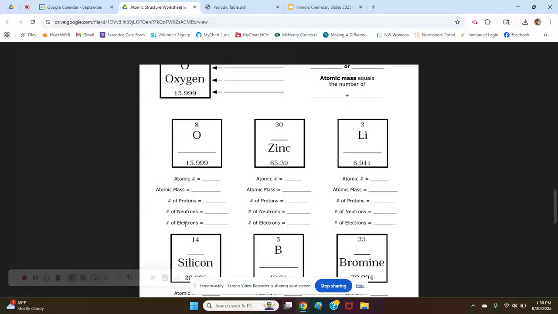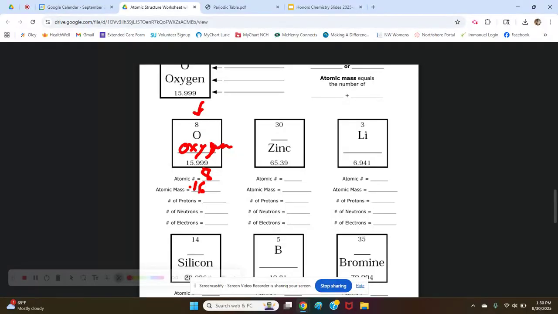Let's do one of them together. Look at your periodic table. I'm not going to flip back and forth because then I'm going to lose all my writing, but you should be able to find this out with me. Okay, so we got O. Well, what's O the symbol for? It's the symbol for oxygen, so I'm going to write that in. The atomic number is the number up top, that number right there. So the atomic number is 8. The atomic mass is 15.999, so I would round that to 16.